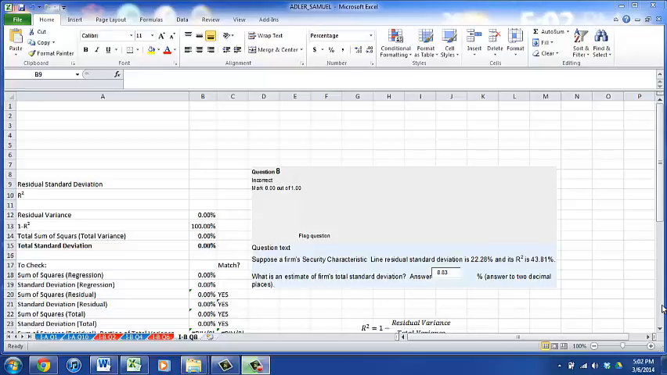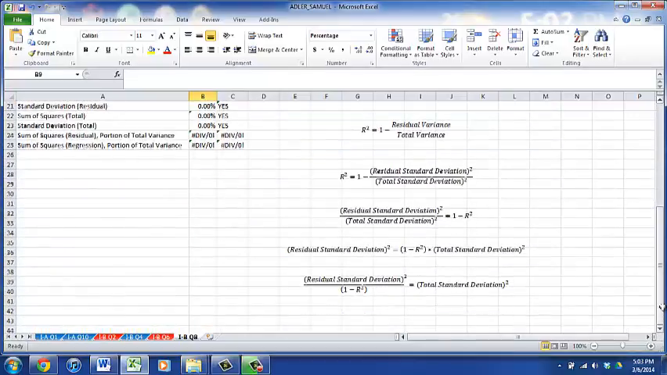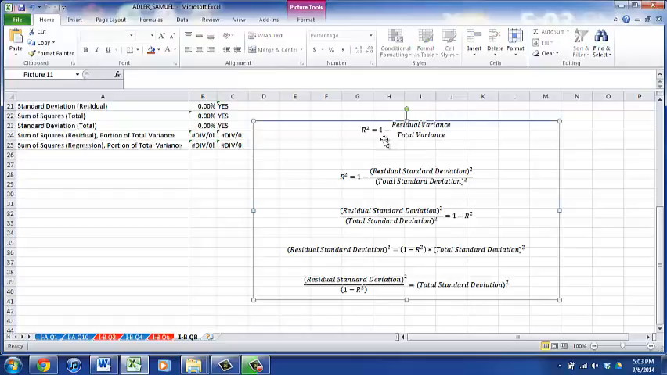In this problem, we are asked to find the estimate of the firm's total standard deviation given line residual standard deviation and R squared. So using Microsoft Word's equation creator, I've written equations that help solve this problem. So we start here by showing just the general definition of R squared.